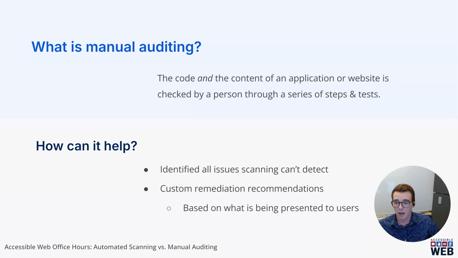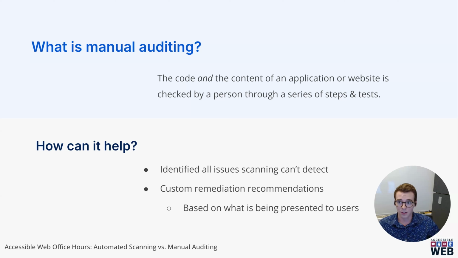Alrighty, and next up is what is manual auditing? So manual auditing consists of a real person reviewing the code and interacting with the content itself to ensure that the information that is being presented is available in an accessible manner. Here at Accessible Web, we do over 100 tests on each component, covering all content on each screen of a given product when we're doing our manual audit.